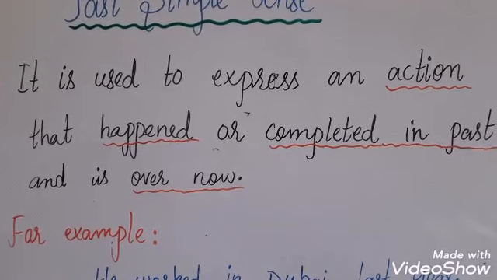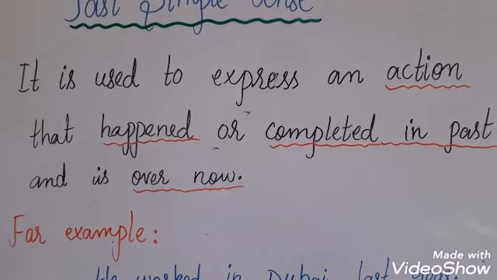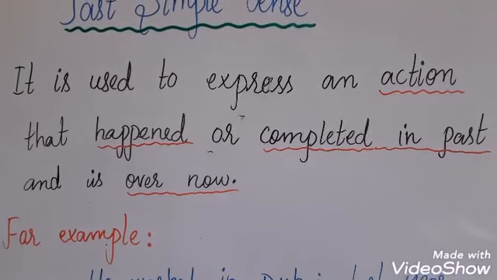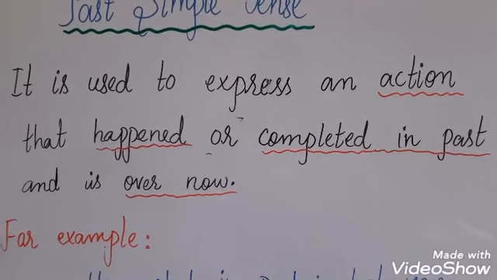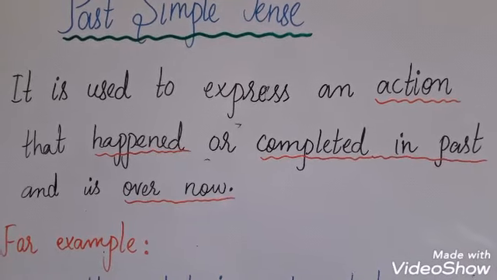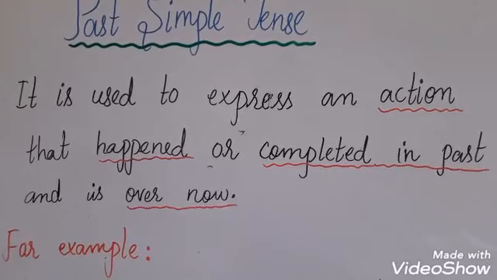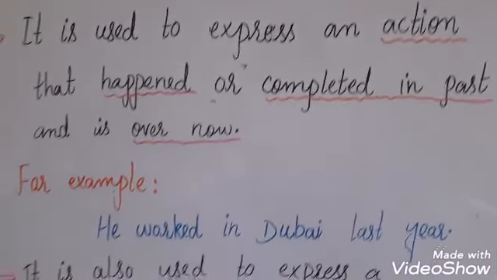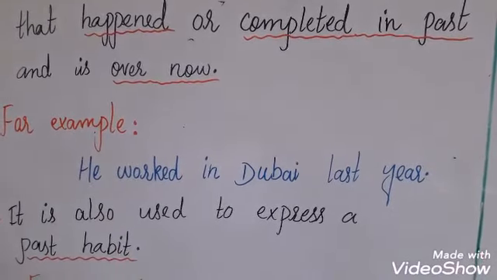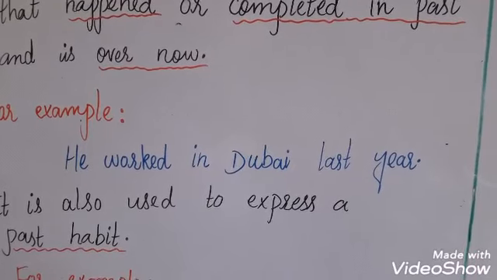No part of the action remains to be completed. It is a fully completed action in the past time. So it is past simple tense. For example, he worked in Dubai last year.